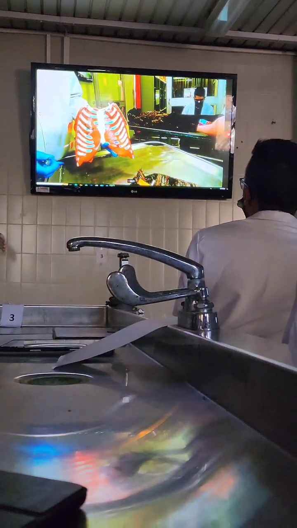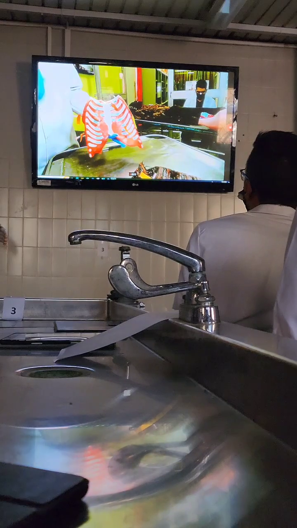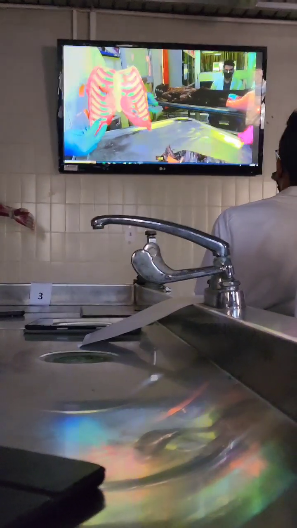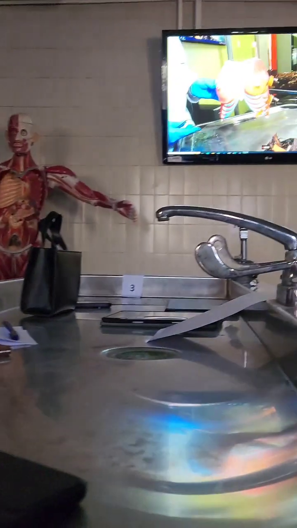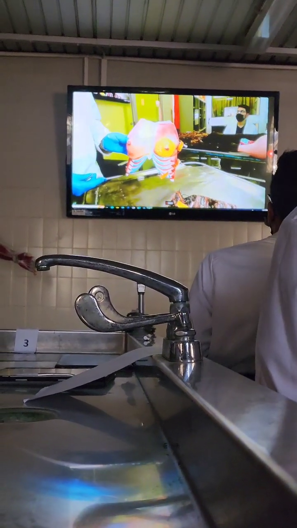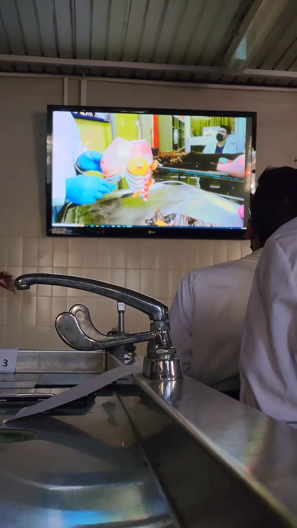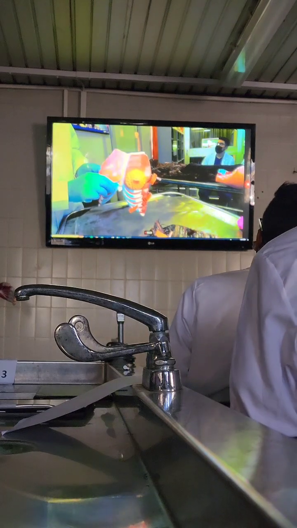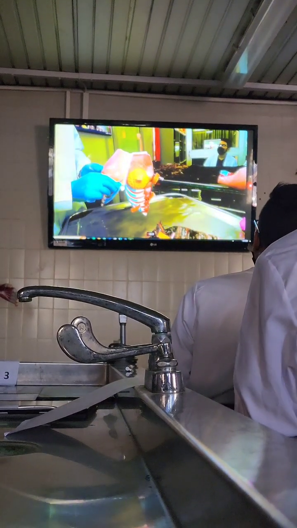First, I will start with this sample. This sample, as you can see, is the back of the anterior chest wall. This is the xiphoid process of the sternum, while this is the sternum. And I will turn these to the back.